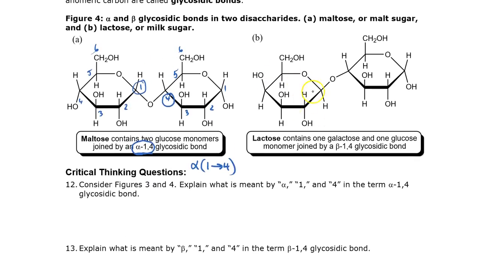So this one on the left is the galactose, this one on the right is the glucose, and now we can use this alpha and beta terminology. We look at carbon 1, the O is on the top, so that's beta, and that's joined to carbon 4 of the second sugar, so beta 1 to 4.